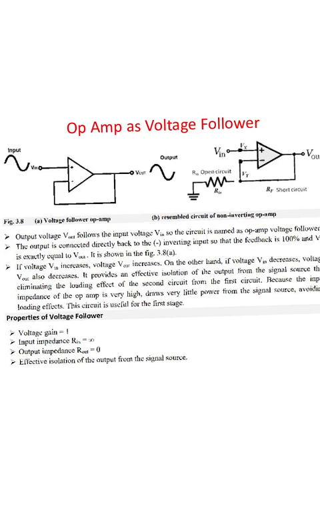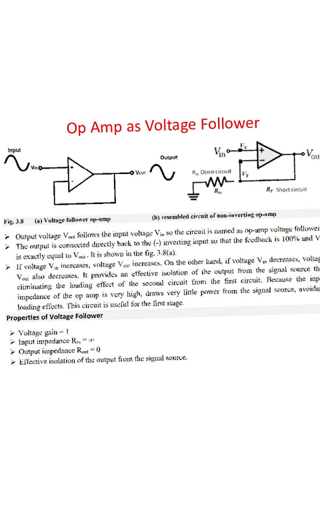Opamp as follower. Here you can see whatever input you give, the output will be the same as the input. So that is called an opamp as a voltage follower, the output voltage that follows the input voltage. So the circuit is named an opamp voltage follower.